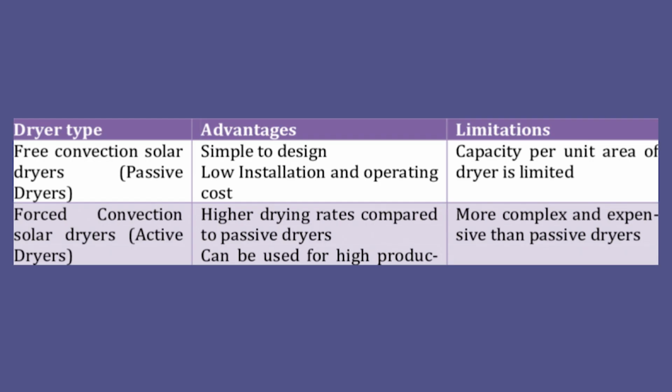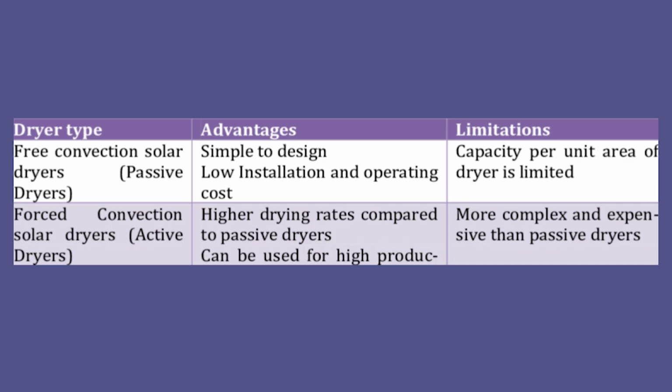The advantages of the passive dryer are that it is simple to design and has low installation and operation cost. But the limitation is that the capacity per unit area of the dryer is limited. Whereas in forced convection solar dryers, also known as active dryers, the drying rate is higher compared to the passive dryers. The rate will be faster here because you are using a fan to extract the heat from the surface of your crop, and they can be used for higher produce.